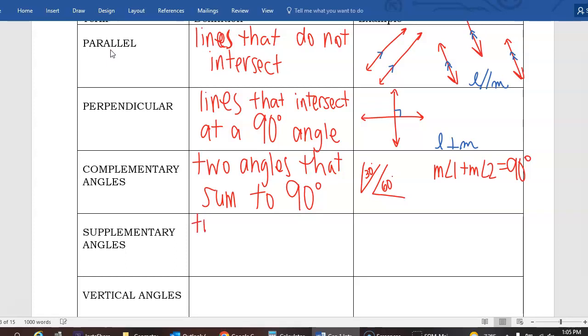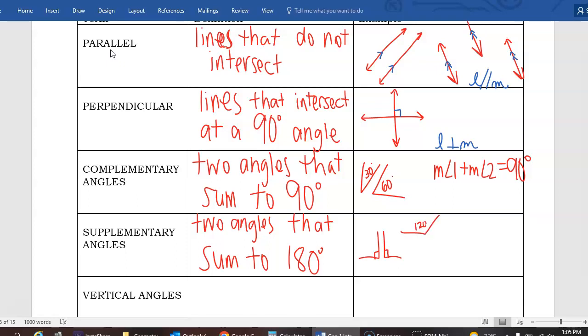Supplementary looks very similar. 2 angles, but in this case we are summing to 180. So let's just say, let's keep it easy, 90 and 90. If I have 2 90s, they are supplementary. They add up to 180. Doesn't have to be 90 and 90 though. You could have like a 120 and a 60. So let's eyeball a 120 and let's eyeball a 60. 2 angles that add up to 180 degrees.